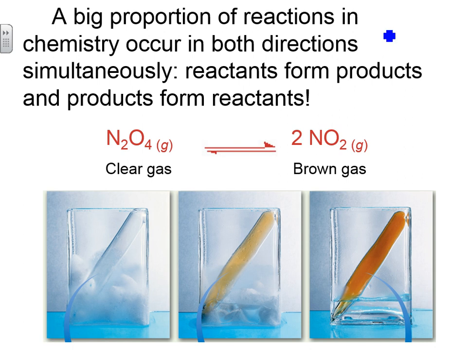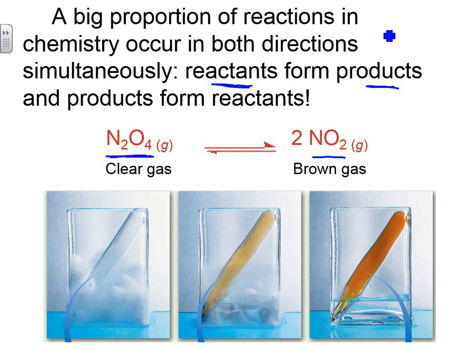directions simultaneously, in the forward and the reverse direction. So we all are used to reactants forming products, but it turns out that products can actually form back into reactants. So the reverse process can happen. So this is a very simple reaction between N2O4, dinitrogen tetroxide, and it actually decomposes into two NO2 molecules. And this happens naturally. So if you just create some N2O4, it naturally will decompose into NO2.